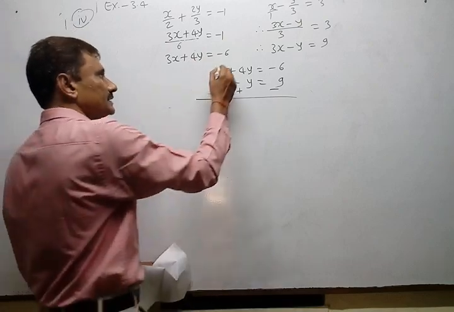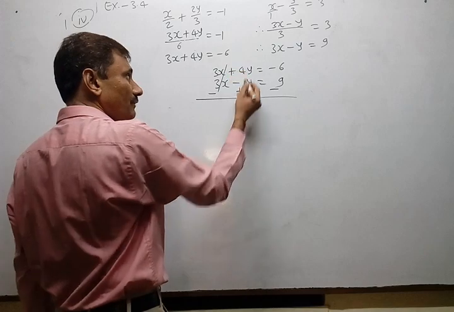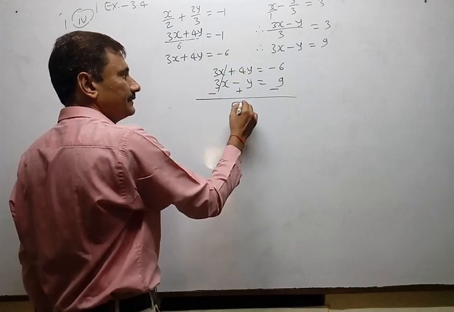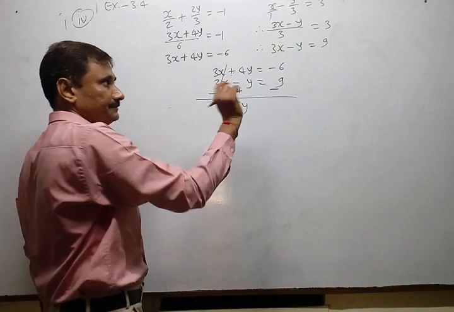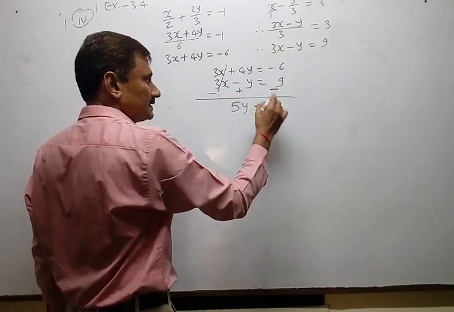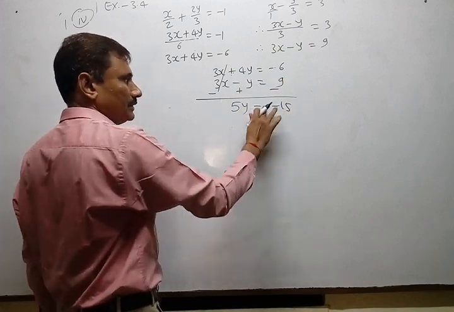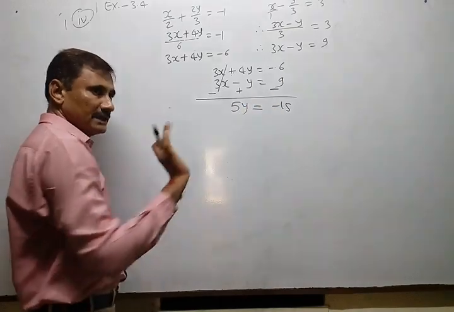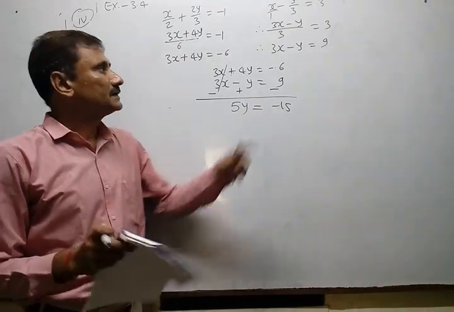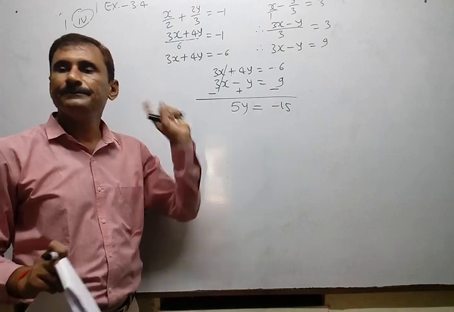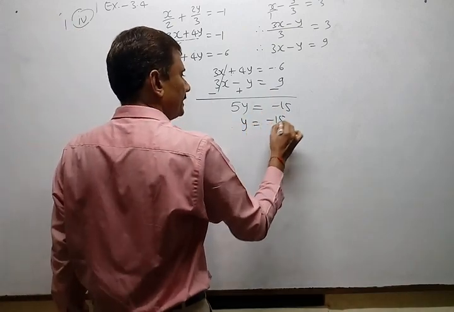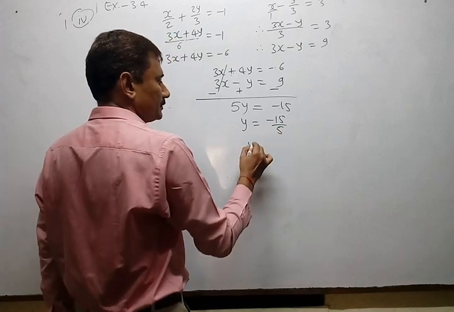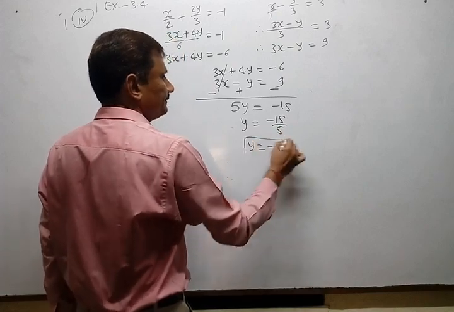So now 3x cancels, 4y plus y is 5y. Plus 4 plus 1, not minus 1. Minus 6 minus 9, minus 15. Okay, not minus, plus sign will be minus 1. Same sign addition, bigger sign. So y becomes minus 15 upon 5. So y becomes minus 3.